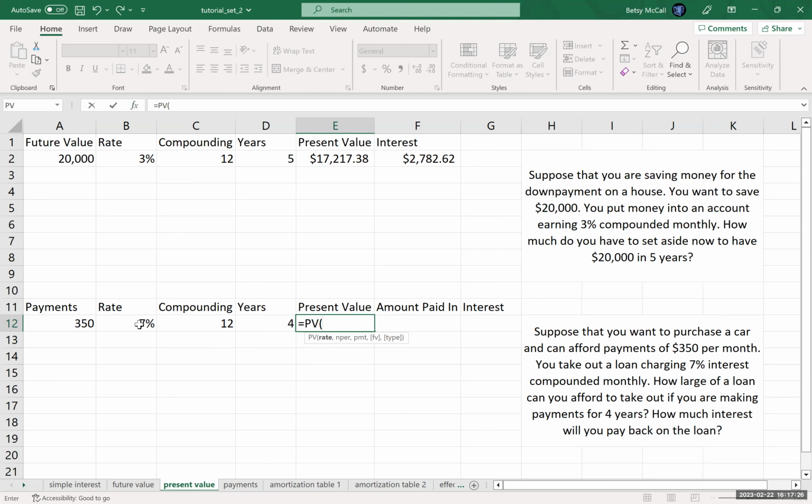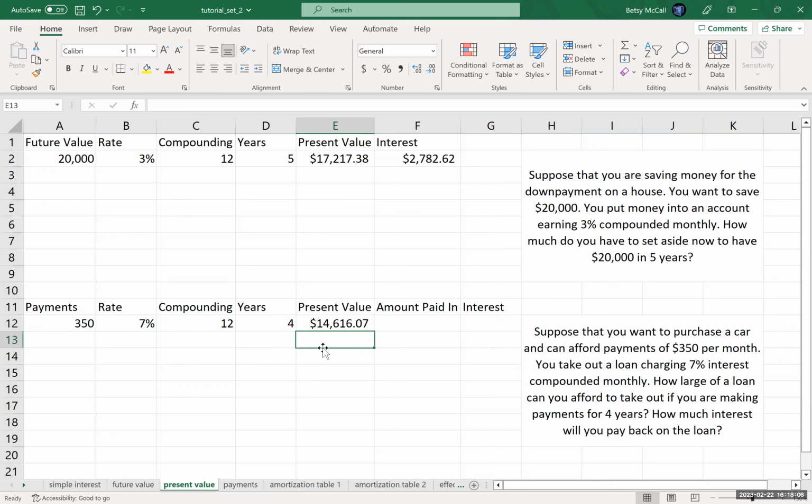But remember, the rate is the rate per period, comma. The N per is the number of payments total, which is 48 in this case, 12 times 4. And then here, our payment is the 350. And then we are going to skip the future value and the type. And again, it's giving us a negative value. I can go in and fix that by putting a negative sign in my formula in front of the payment. And now I'll get a positive value come out of my formula.